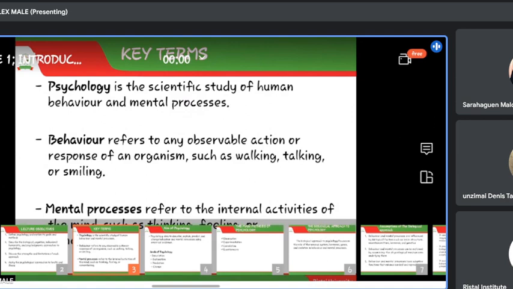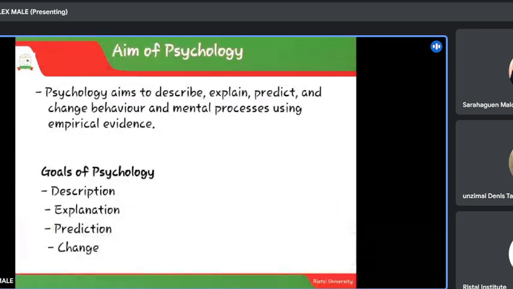Going to the next slide, the aim of psychology. Psychology aims to describe, explain, predict, and change behavior and mental processes using empirical evidence. And you can see the goals of psychology: description, explanation, prediction, and then change. Description helps us to provide accurate and objective information about what people do and why they do it.